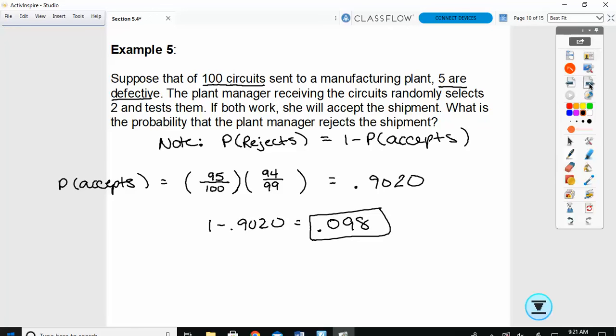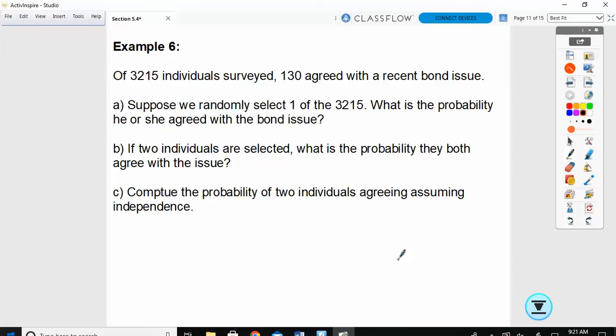Let's try another one kind of along those lines. So out of 3,215 people, 130 of them agreed with the bond issue. So if I took one person, what's the probability that one person agrees? 130 divided by 3,215.